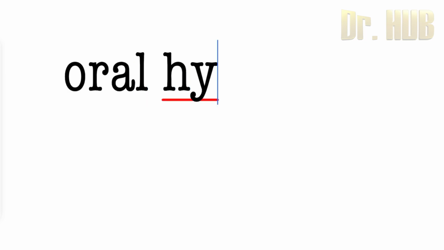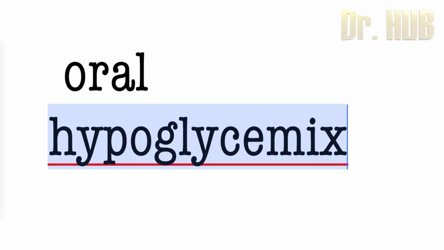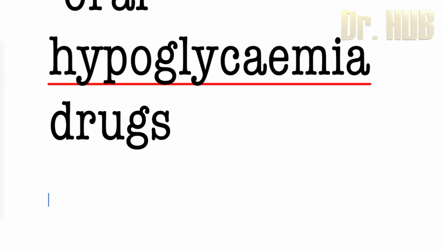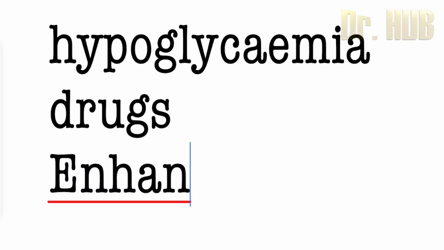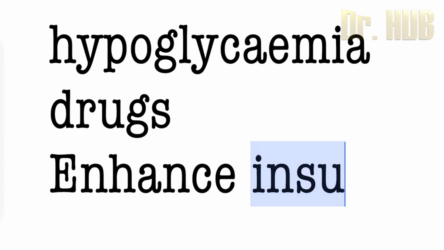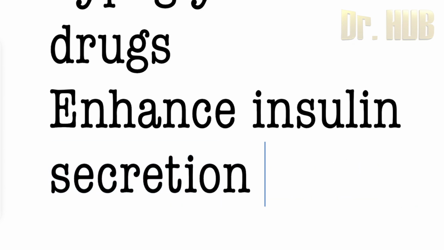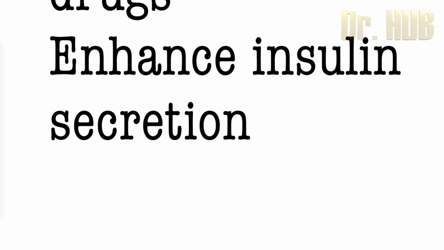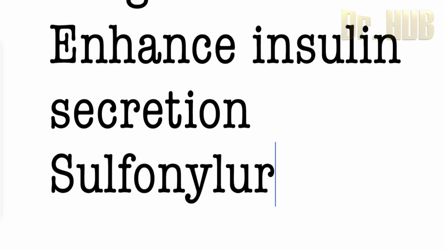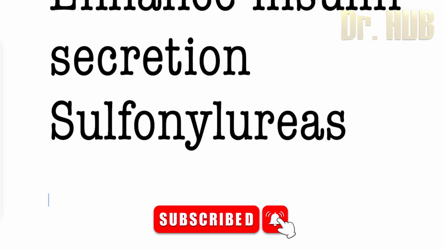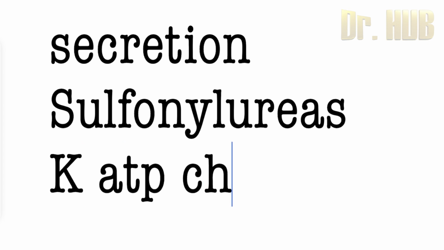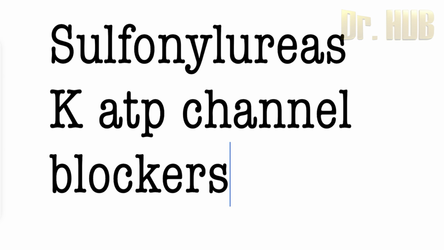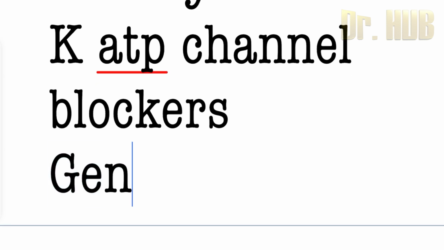Oral hypoglycemic drugs. In oral hypoglycemic drugs, we're looking at the class where there is enhancement of the insulin secretion. So the first type of drug will be the sulfonylureas. Sulfonylureas are K-ATP channel blockers, and there is generation 1 and generation 2.